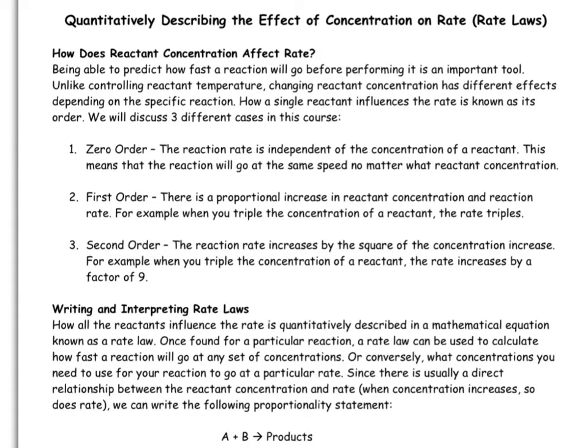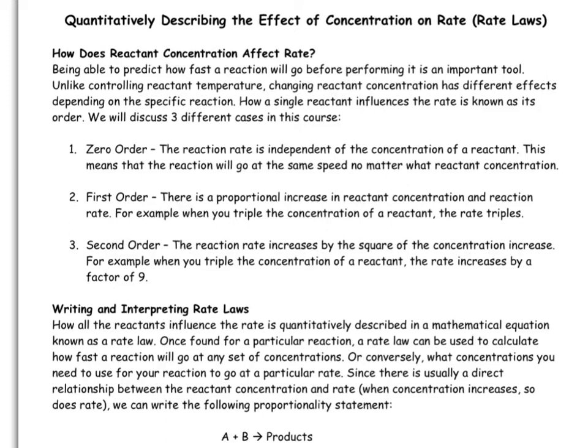Being able to predict how fast a reaction will go before performing it is an important tool to have. Unlike controlling reactant temperature, changing reactant concentration has different effects depending on the specific reaction. How a single reactant influences the rate is known as its order. We will discuss 3 different cases in this course.